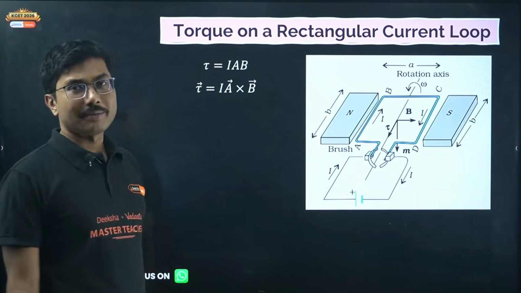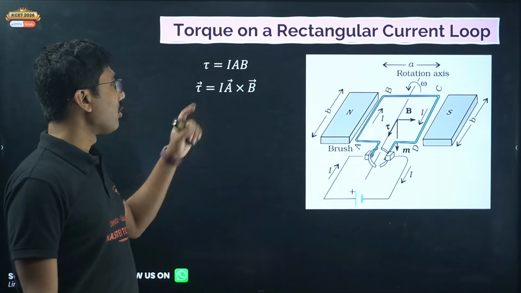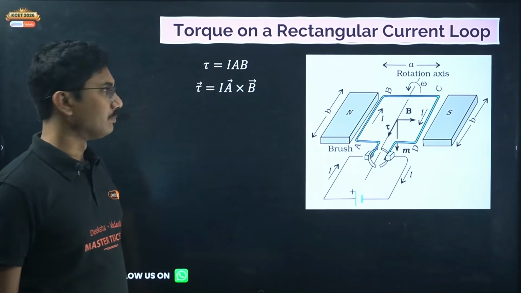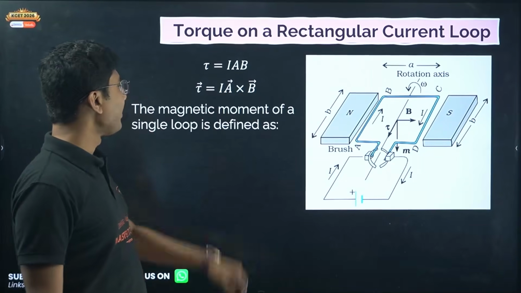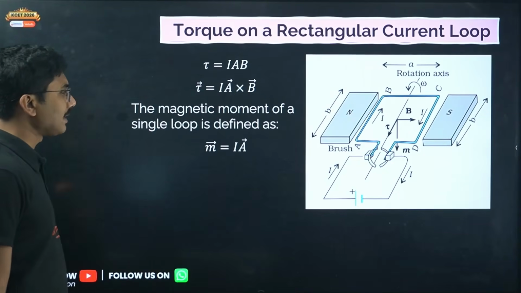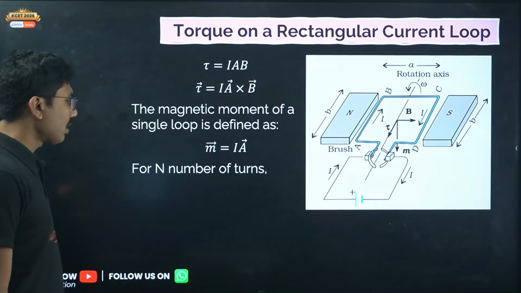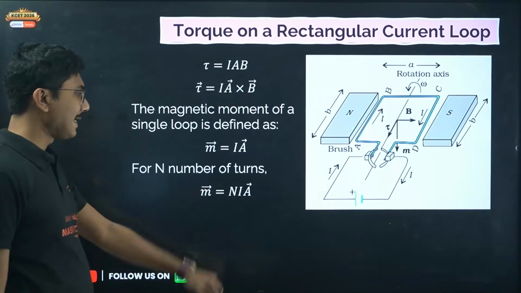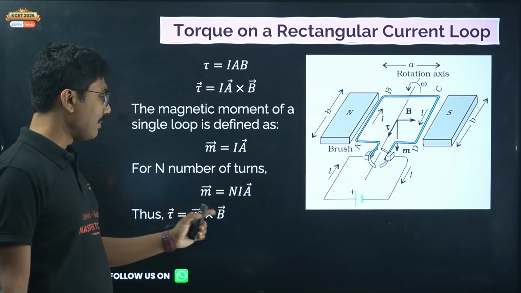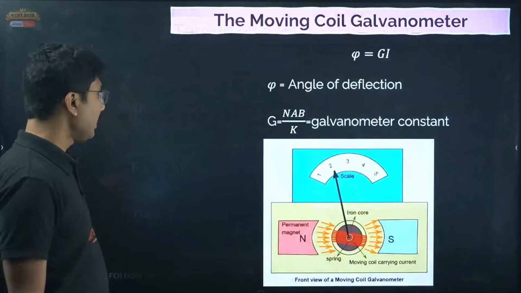So torque is given by IA into B, and torque is given by A cross B. The magnetic moment of a single loop is defined as M equals I into A, or for N number of turns it is NIA, and the torque is given by M cross B.